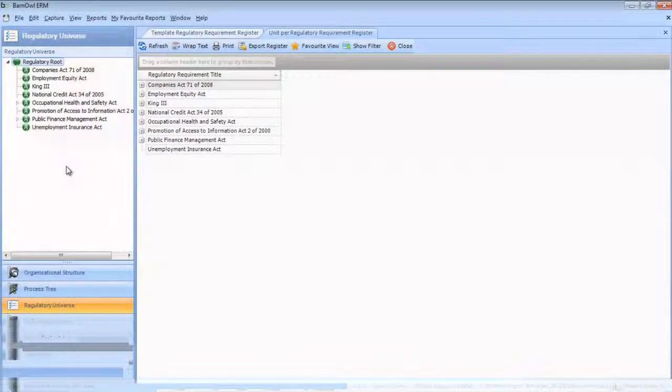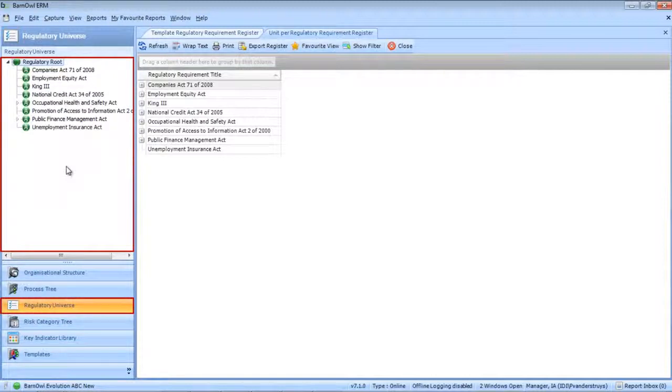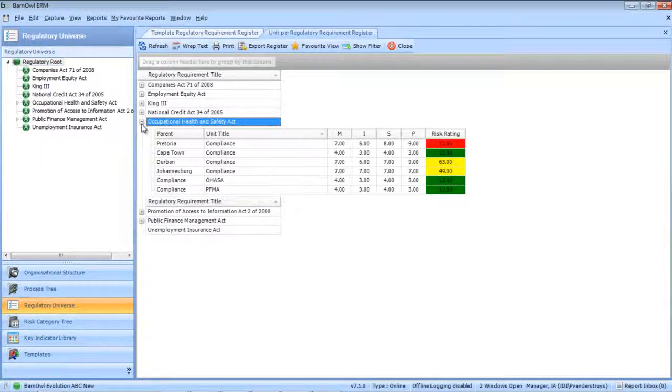The BarnOwl Compliance module enables you to maintain a regulatory universe of all the acts, legislation, policies, and procedures relevant to your organization. Acts can be categorized and ranked according to their seriousness and probability.